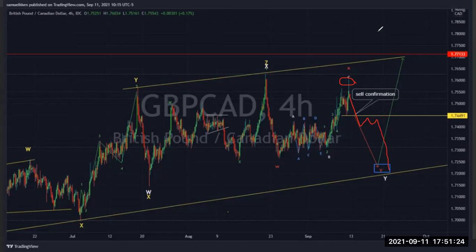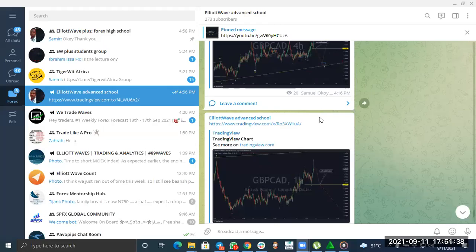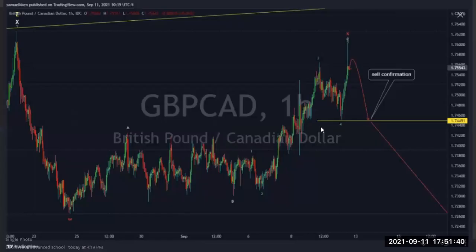So whether you think along with me or not, breaking this low confirms the selling. Okay, so that's it. The next is the 1 hour charts. The 1 hour charts, I'm expecting, you see 1, 2, 3, 4, 5.